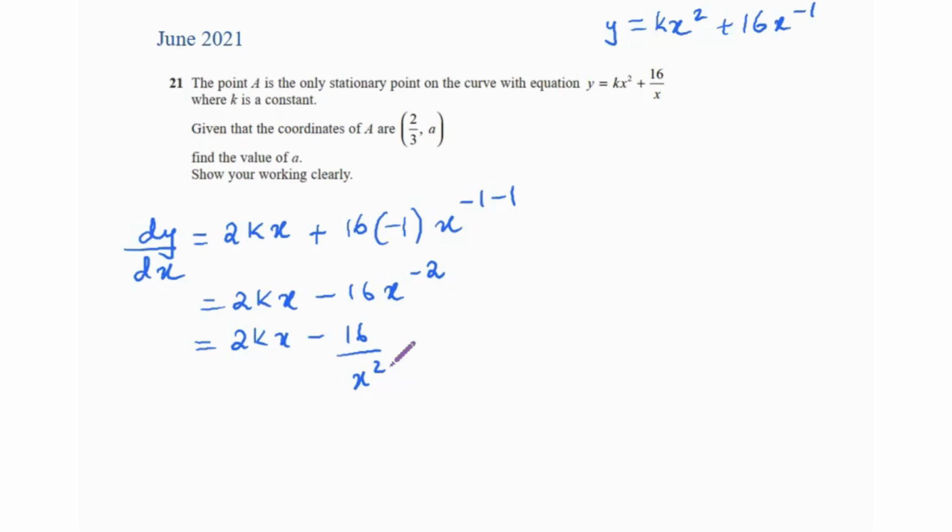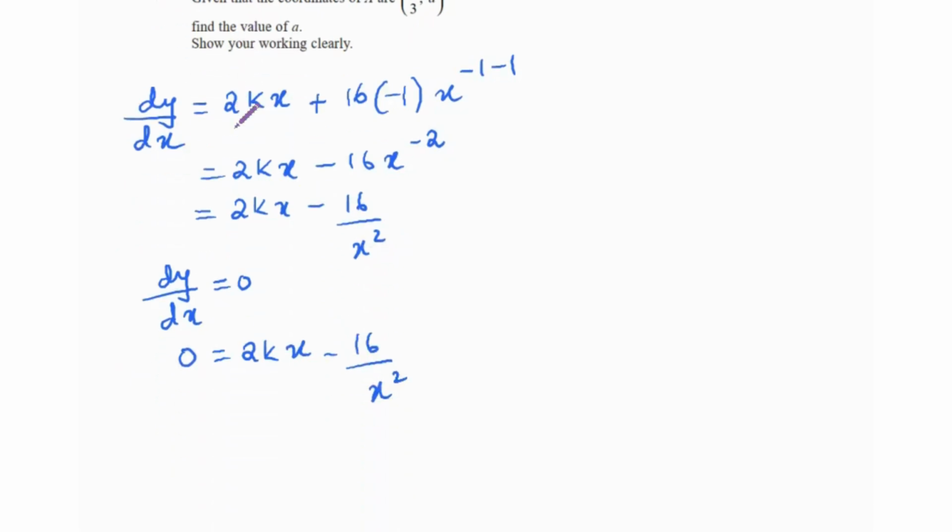So going back to the question, A is the only stationary point on the curve, which means when you put the derivative equal to 0, we can substitute the value of the coordinates of A in this equation to find the unknown. So stationary point means dy by dx equals 0, which means 0 equals 2kx minus 16 over x squared. For A, x is 2 over 3. So if we substitute that in the equation, you would notice that the only unknown left in the equation would be k. And now we can easily find the value of k.